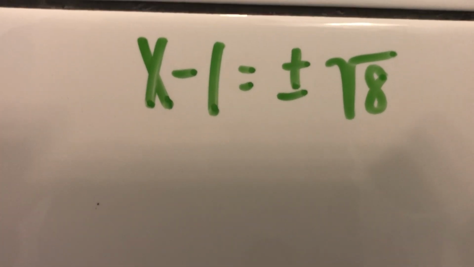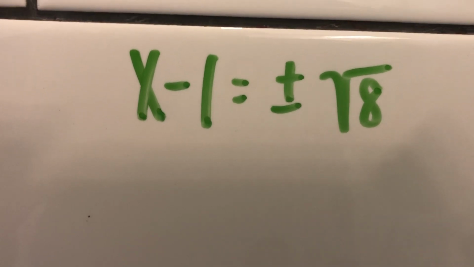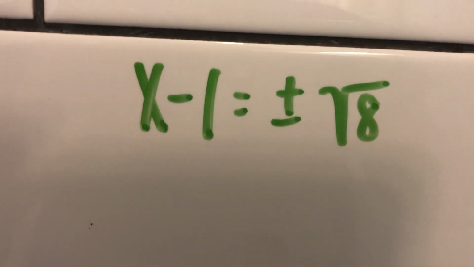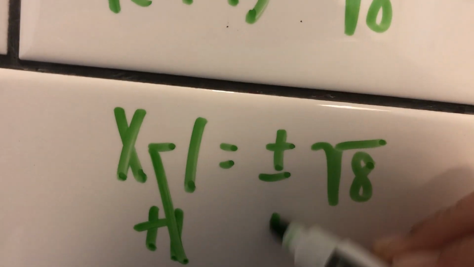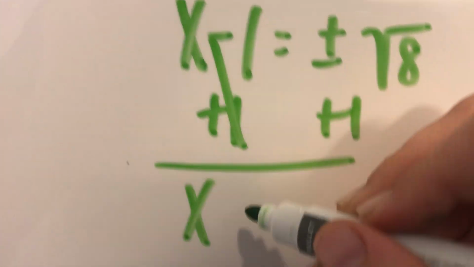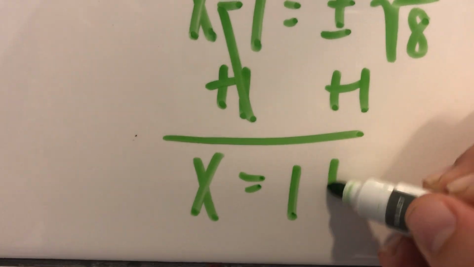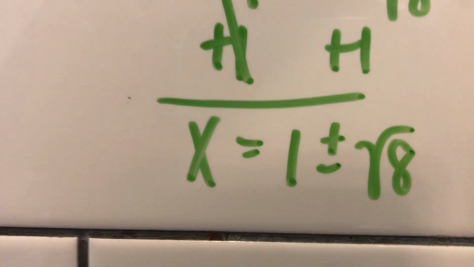Now I need to isolate that variable. If I have a minus 1, I'm going to add 1. And I'm going to write the integer out front. So I'm left with x is equal to 1 plus or minus the square root of 8.